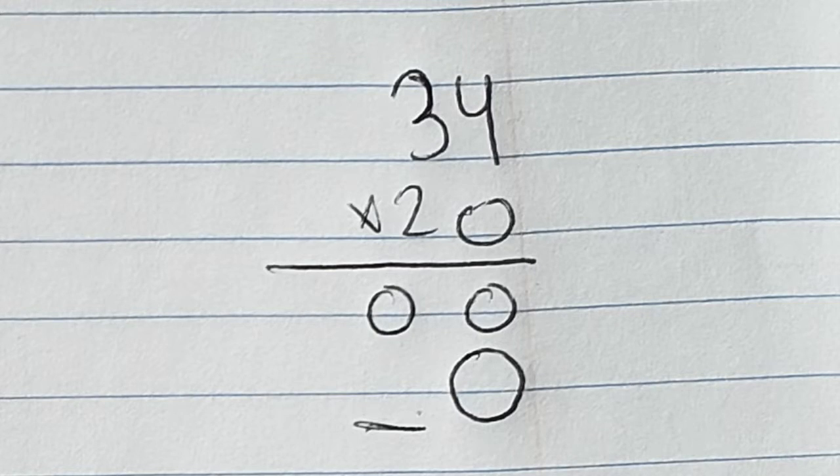That way, when we start working with the 2, our answers will automatically start in the tens place where the 2 is. This is very important. If you don't do this, you're going to get the wrong answer. So you have to remember to put that 0 in the ones place before you start working with your numbers.